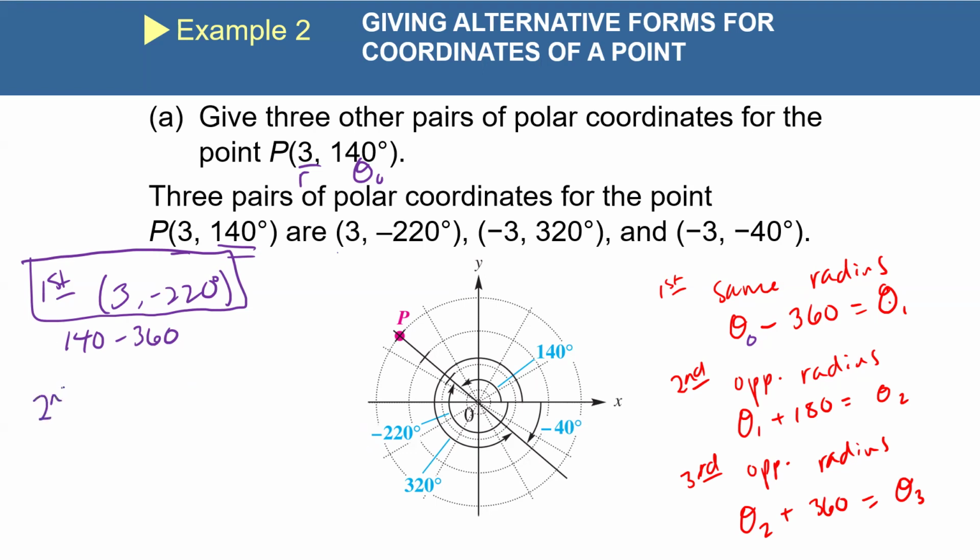Now we're on to the second point. Your second point is going to be the opposite radius of your given. What was my given? 3. So its opposite is negative 3. To find theta 2, it is theta 1 plus 180. So we're going to take negative 220 plus 180, which gives me negative 40.